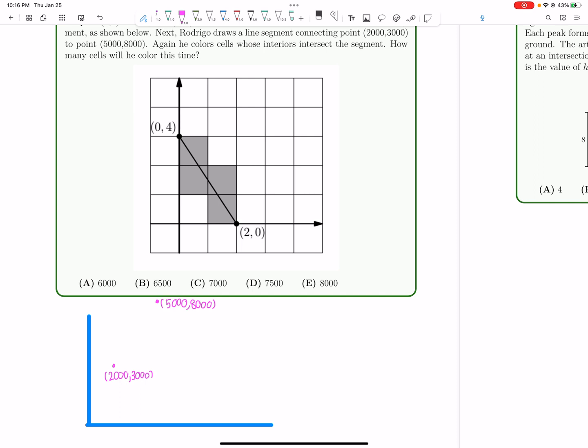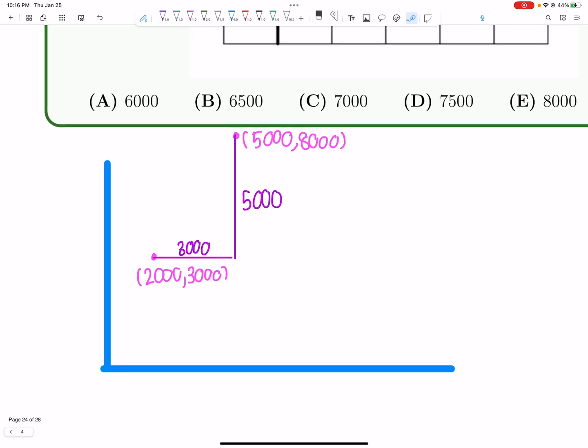So the thing to notice here is how much are we going right and how much are we going up? We're going right by 3,000 and up by 5,000. It seems like this 1,000 is kind of just silly. So there's a really cool trick that we can actually do here.